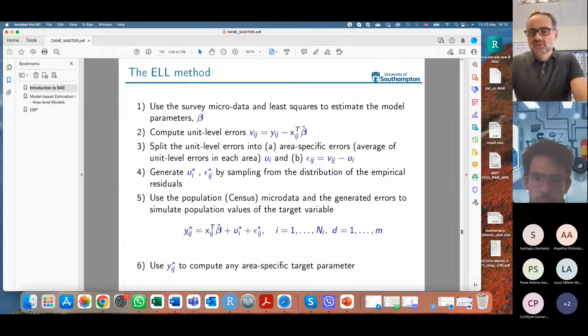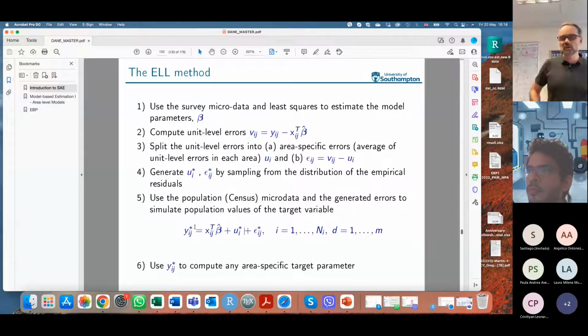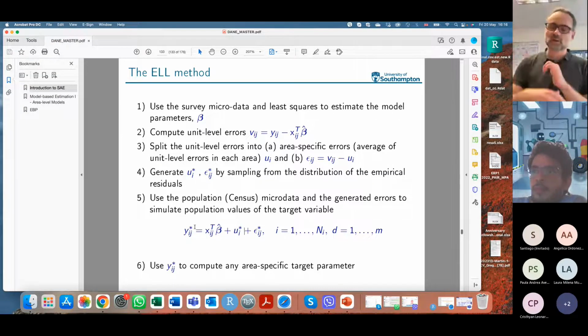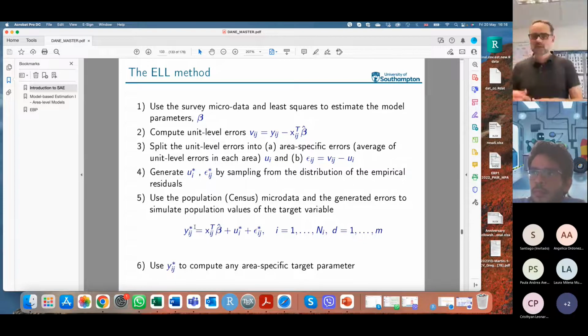And you use these Yij stars to compute any area-specific target parameter. So once you have done that for every unit in the population, think about that, it can be millions of records, right? Because you have millions of people in Colombia. Then you have a complete set of income values, and you can use this complete set of income values to compute a mean, a median, a headcount ratio after you define a poverty threshold, a poverty gap, an inequality index, and everything else you want.